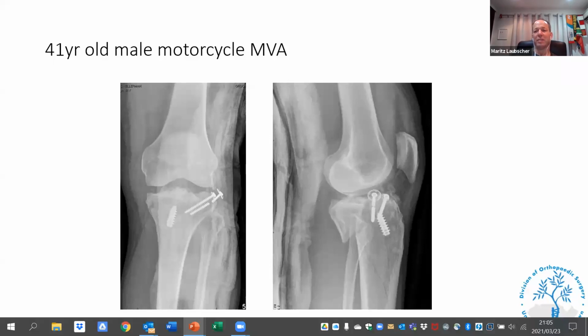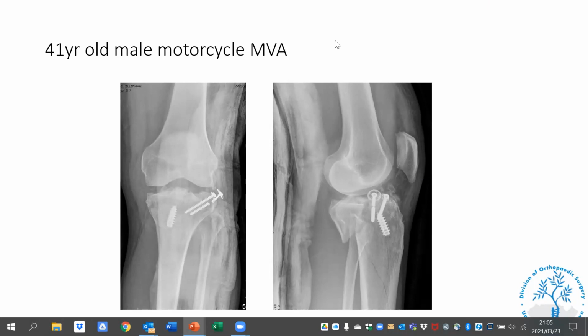This is another recent case, another similar type injury. Let's see who else is here. Who else is with us? Mike? Emirates? Yes, what do you think?